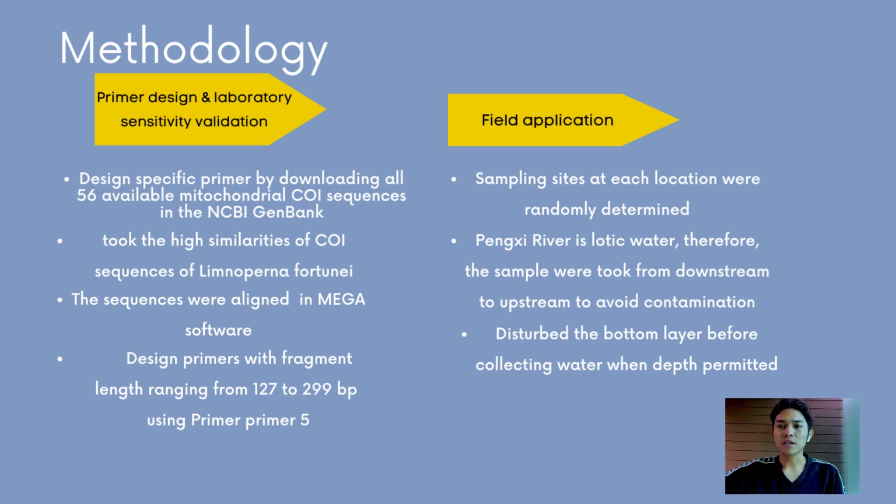Sampling sites at each location were randomly determined. At Pengji River, it is lotic water, therefore the samples were taken from downstream to upstream to avoid contamination. Disturb the bottom layer before collecting water, where permitted, for lentic water.